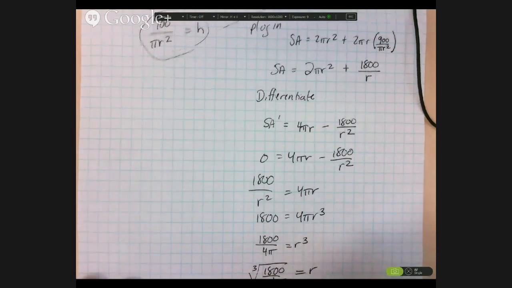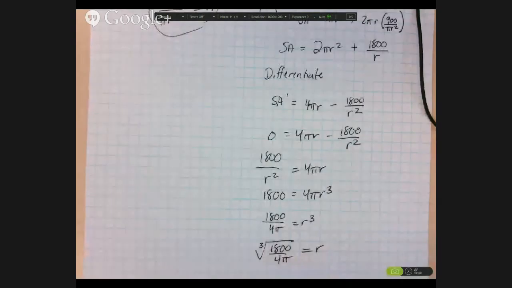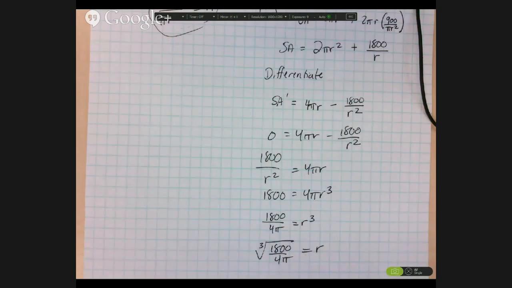Would you ever have guessed that was the best R value? Nope, probably not. Now, this is a real world problem where we want to put it in terms of decimals, right?